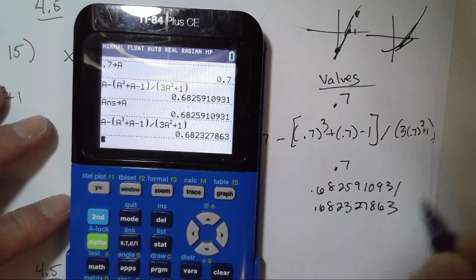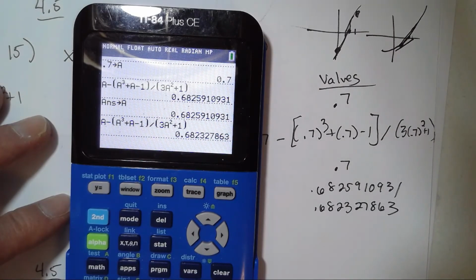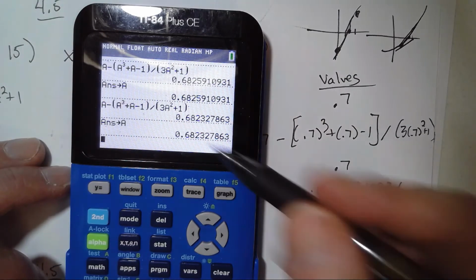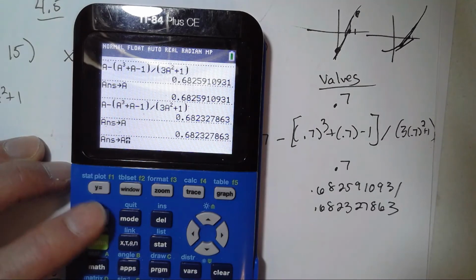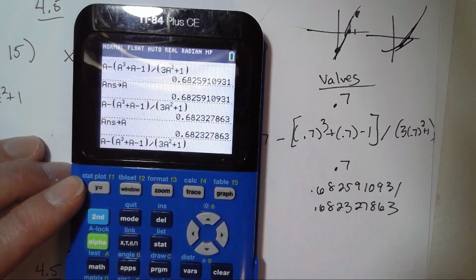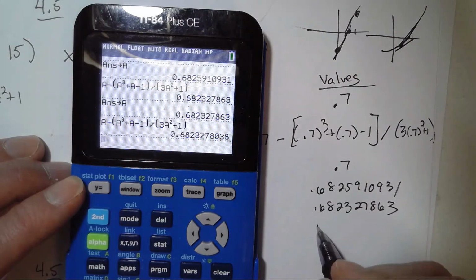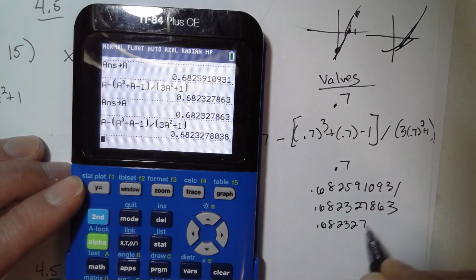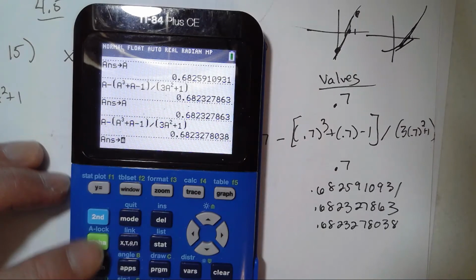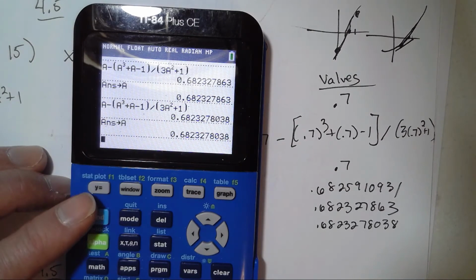0.682327863. Okay, store alpha A. Now we have to type that in again, so I'm going to hit second enter, second enter. Now we're going to plug the newest into that formula. 0.682327838. So we're getting closer. These numbers are still a little different, so I'm going to store it, bring it up.